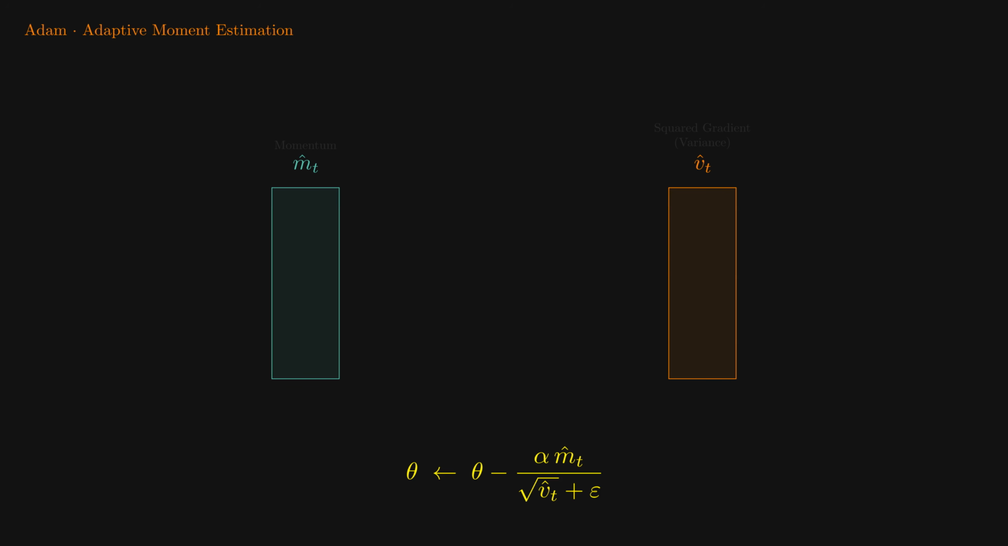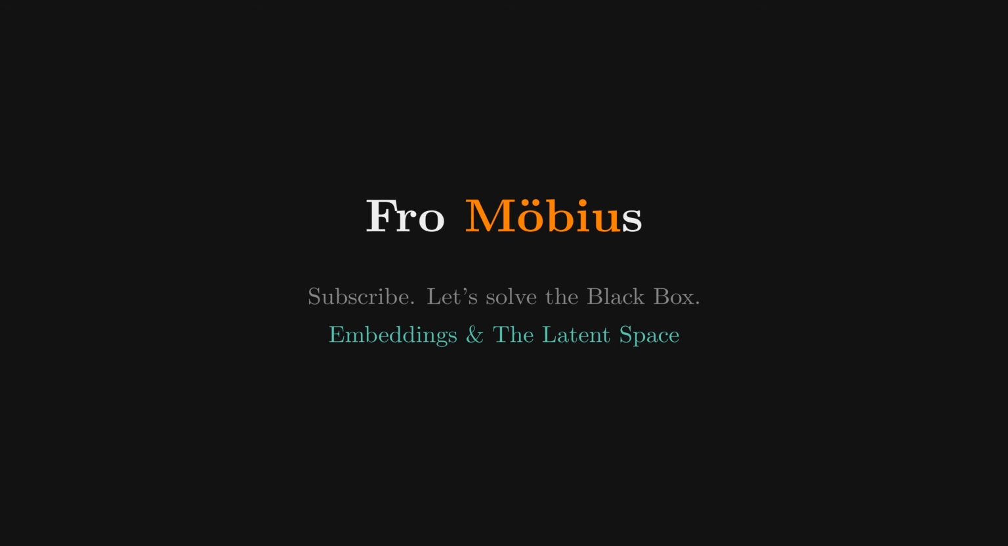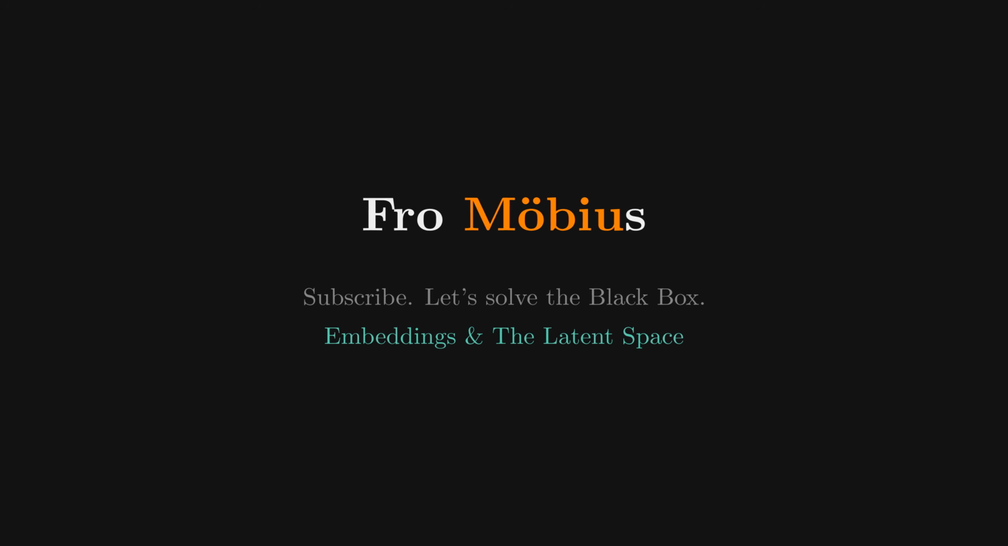ADAM is why neural networks converge reliably at scale, and it is the default optimizer for virtually every large language model trained today. You now know exactly how a machine learns. A forward pass to predict, a backward pass to correct, a gradient descent step to improve. Repeat this cycle billions of times, and you have the engine behind every modern artificial intelligence system. Next time we dive into embeddings and the latent space.